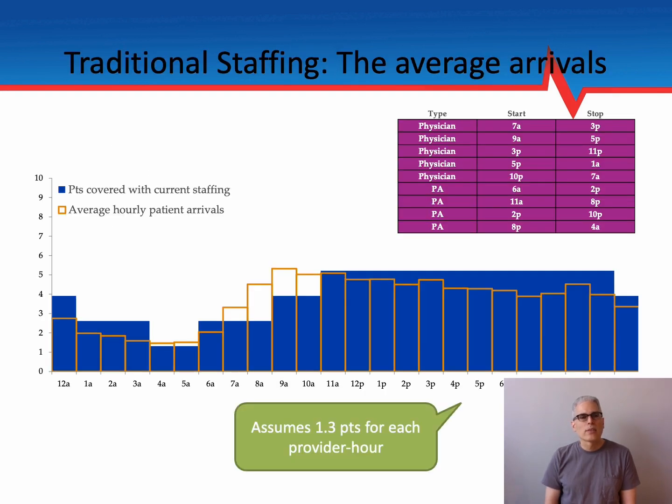We will shift quickly to another thing that you will be doing a lot, which is staffing. And the way that most systems staff is they try to figure out how many patients per hour a provider can see.